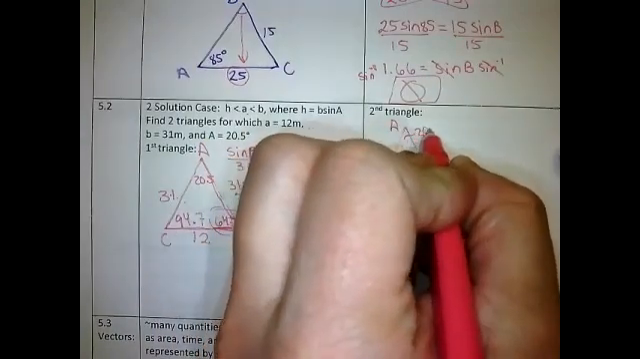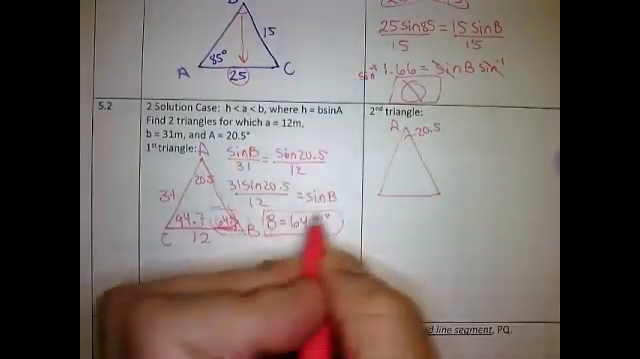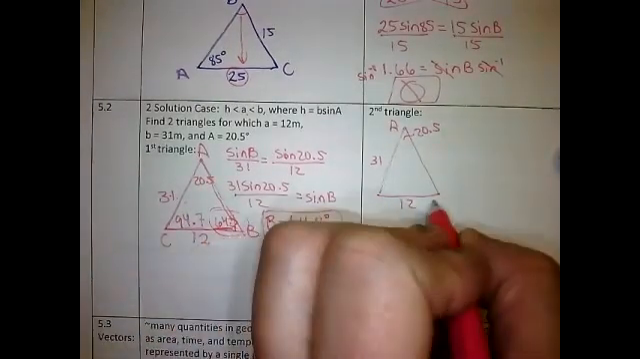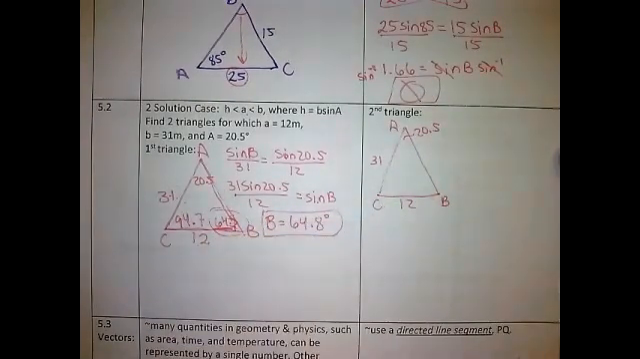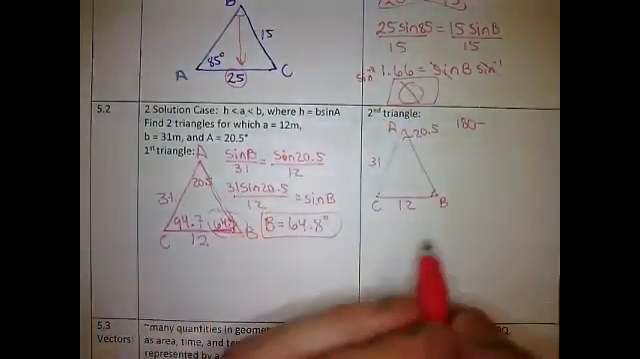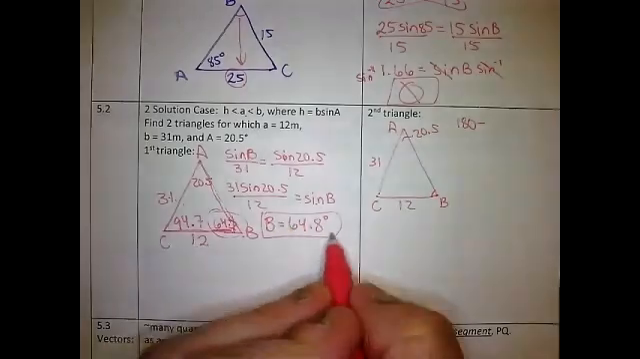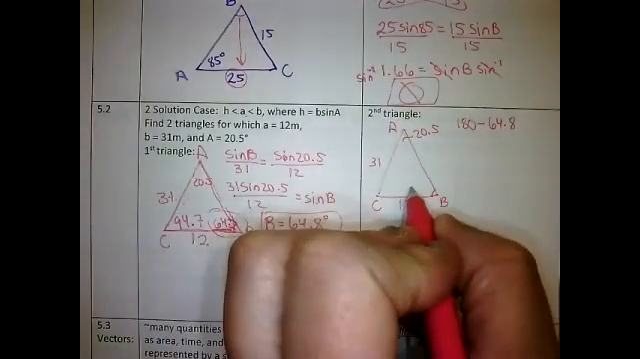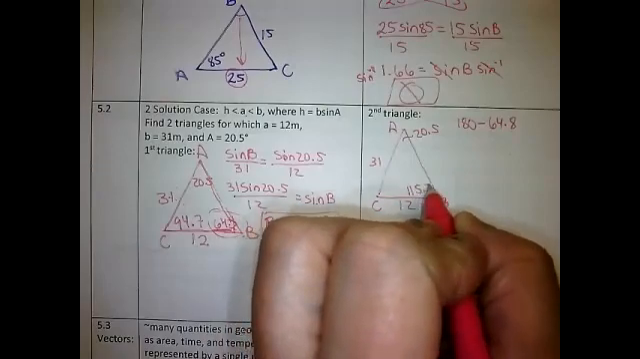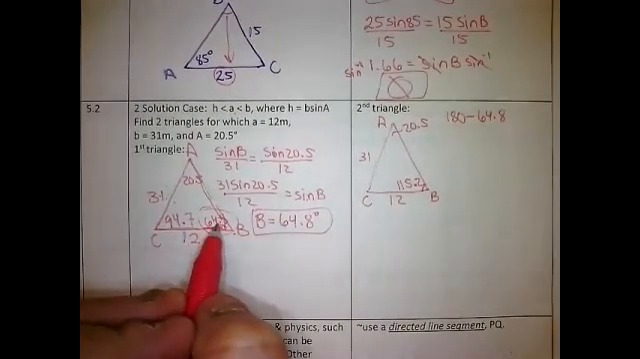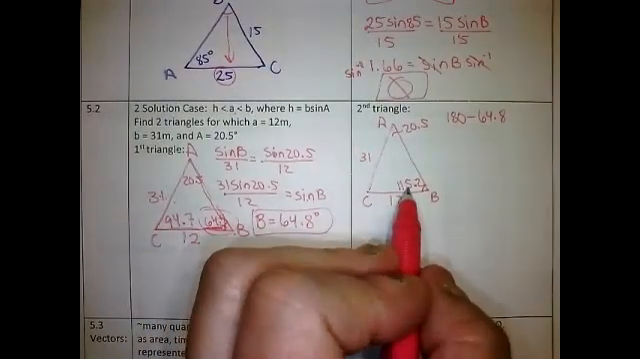All of the given information is the same. So this will be 31, and this will still be 12. But now this angle B is going to be that 180 degrees minus what I got here, minus 64.8, and that's going to leave me with 115.2. So now we've got two triangles. We've got one case where this is the middle and one case where this is the end.